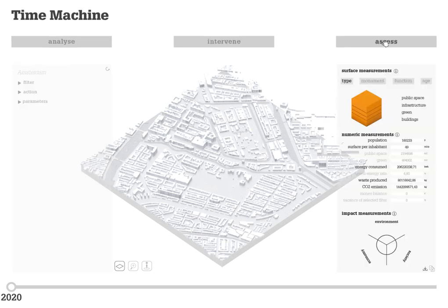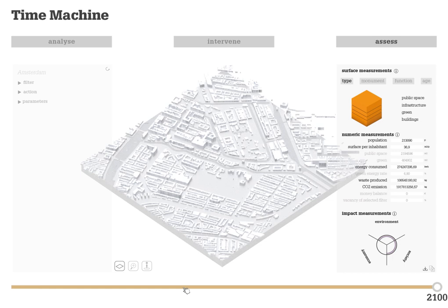Let's click on the Assess tab and see what the implications are when we do not intervene. In the right window, we see the associated impacts appear. These are divided into surface measurements, numeric measurements, and impact measurements. Put your cursor on the time slider and see what the impacts are over time. Let's go over our 3 types of measurements and see what happens.